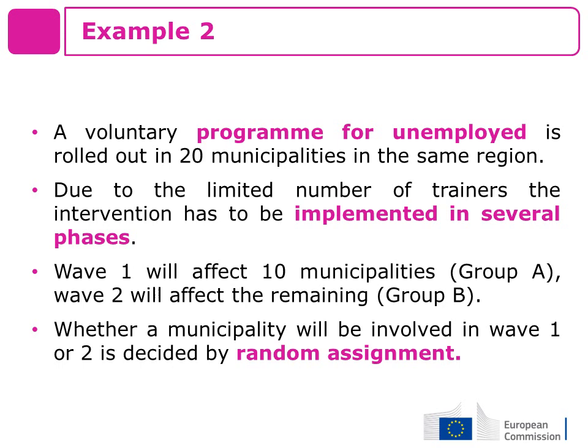How to select the 10 municipalities for the first wave? A fair way is to select municipalities at random. In this design, the first wave will contain 10 municipalities, Group A, and the second wave will contain the remaining 10, Group B.